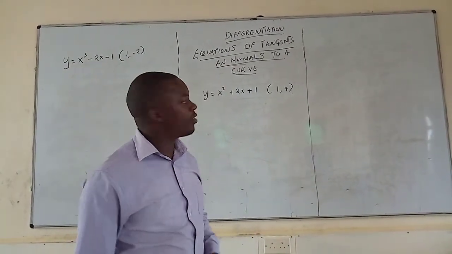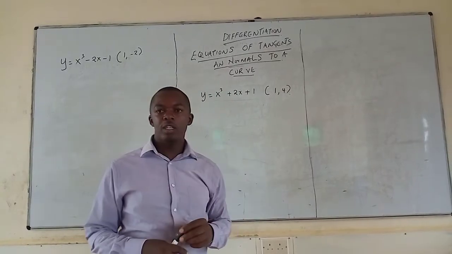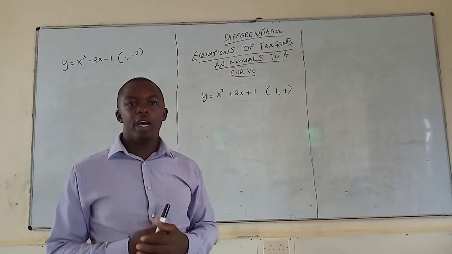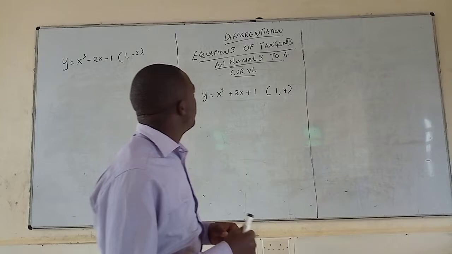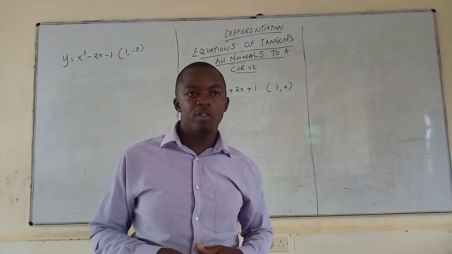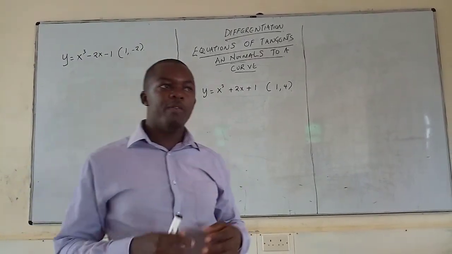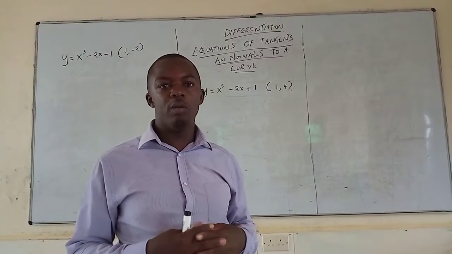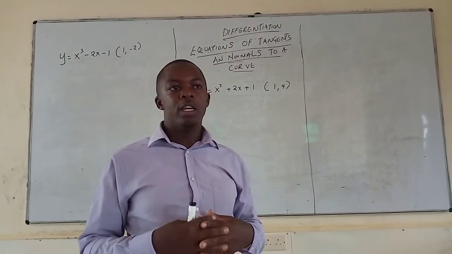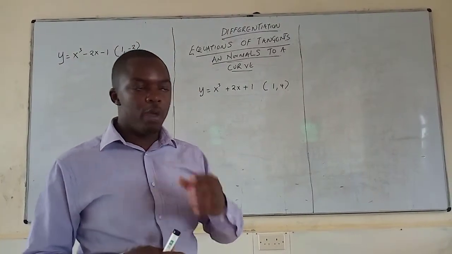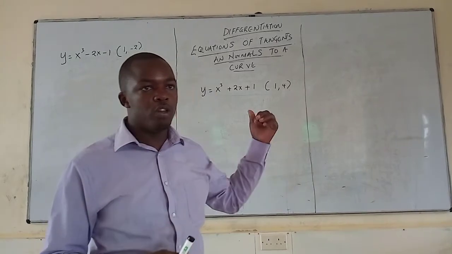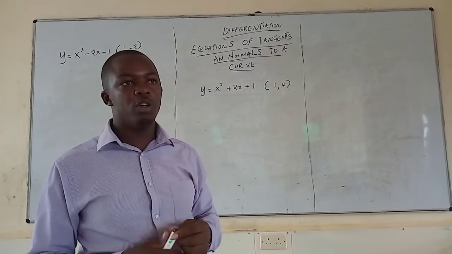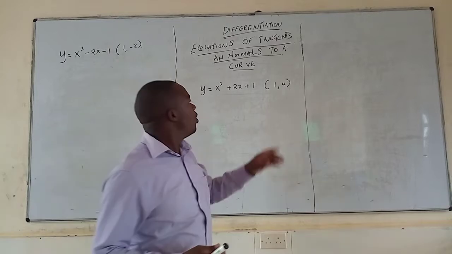Welcome to today's lesson, which is differentiation. It is lesson 2. We are going to look at the equations of tangents and normals to a curve. So remember, in the first lesson we learned how to differentiate to get a gradient function. Now we are going to use it to get the equation of a tangent and the equation of a normal. So look at my board.